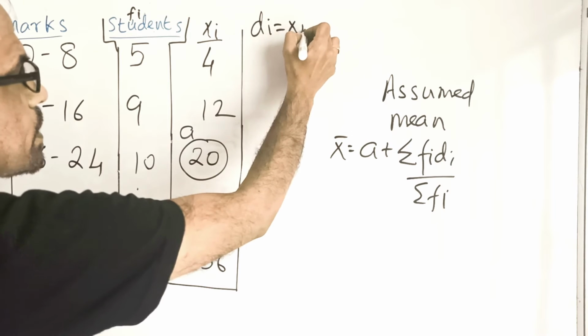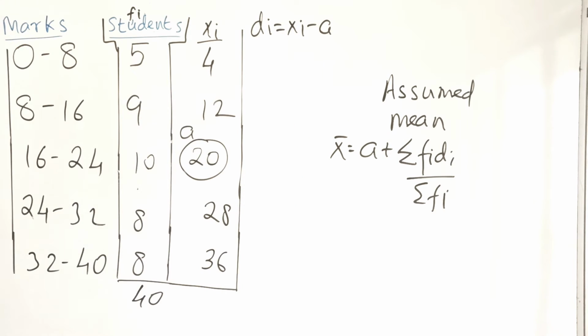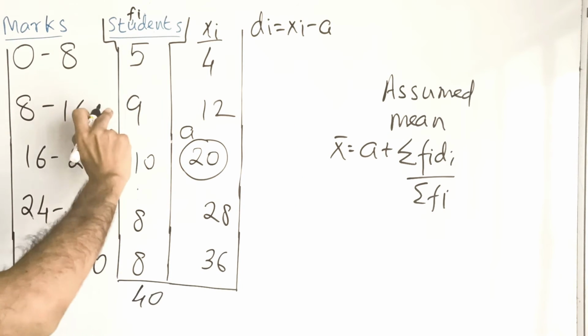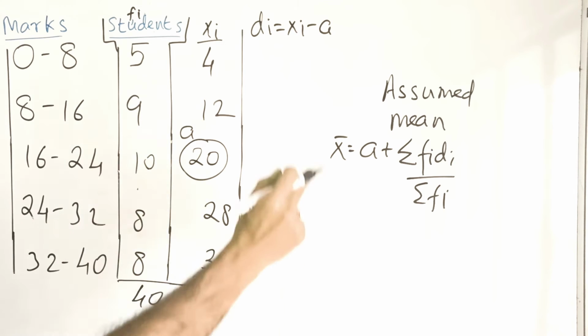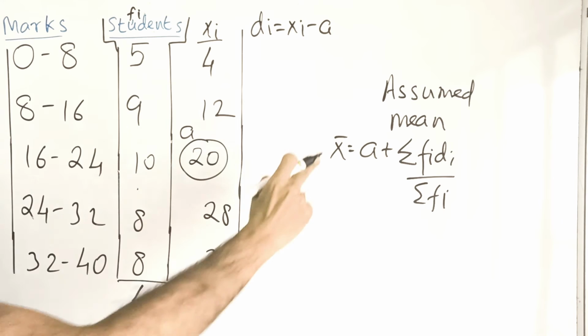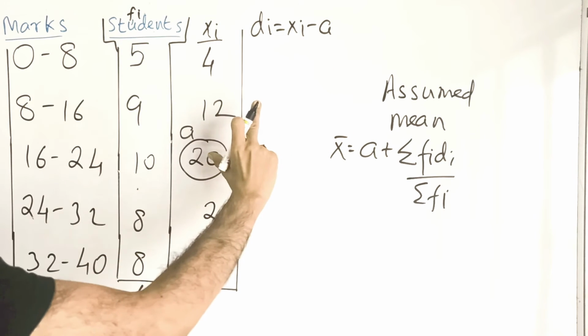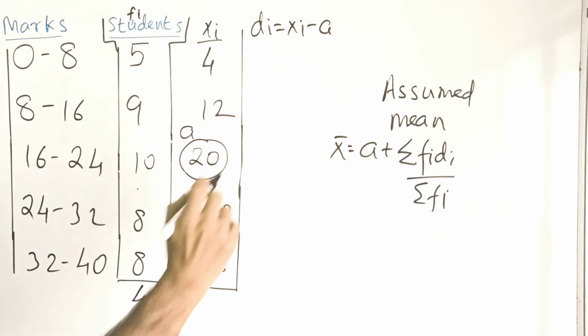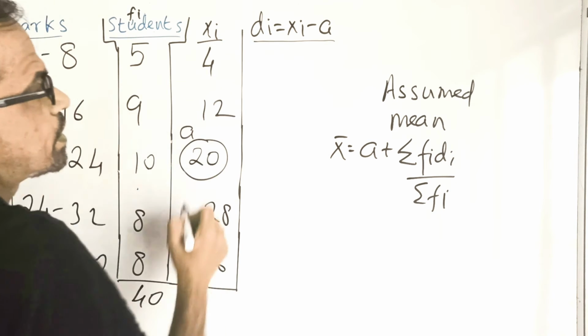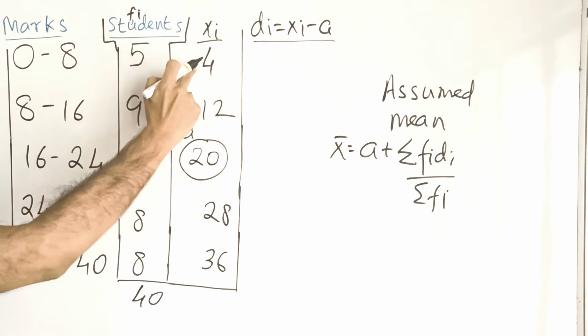The formula is xi minus a, meaning the difference between xi and a for each term, so that we can reduce the calculation. See, what is the motive of the assumed mean? We can reduce our calculation. The calculation will be easier than the direct method. Now see di.